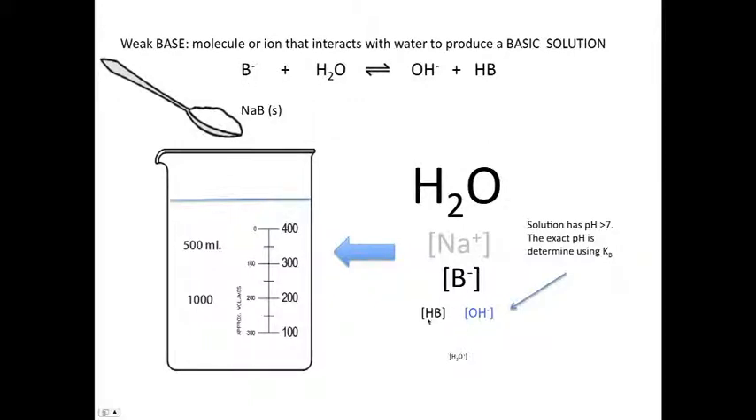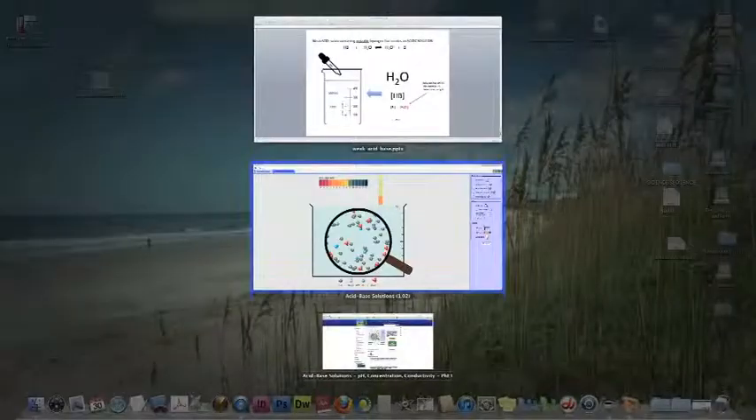Those that did formed HB molecules and OH-, highlighted in blue here because, again, we would expect pH paper to pick up on the presence of the OH-, or a pH meter, whatever we want to use. Expect the solution to test with a pH above 7 on the basic side of the pH range. And finally, we have our teensy insignificant amount of H3O+ that's also present in any solution.